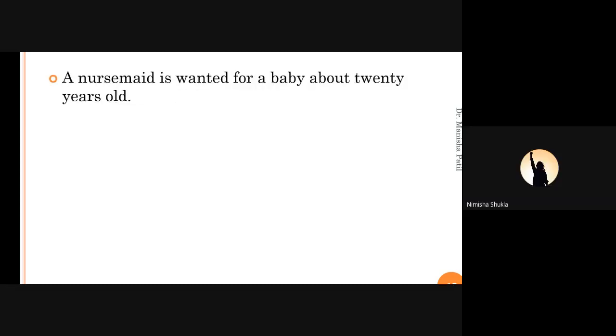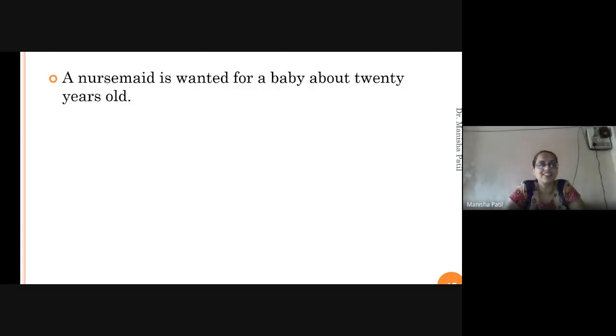Then, a nursemaid is wanted for a baby about 20 years old. Now, the person wants to say that nursemaid should be 20 years old. But from this sentence, it is the baby who is 20 years old. It is your faulty sentence structure. What is syntax? It is sentence structure.